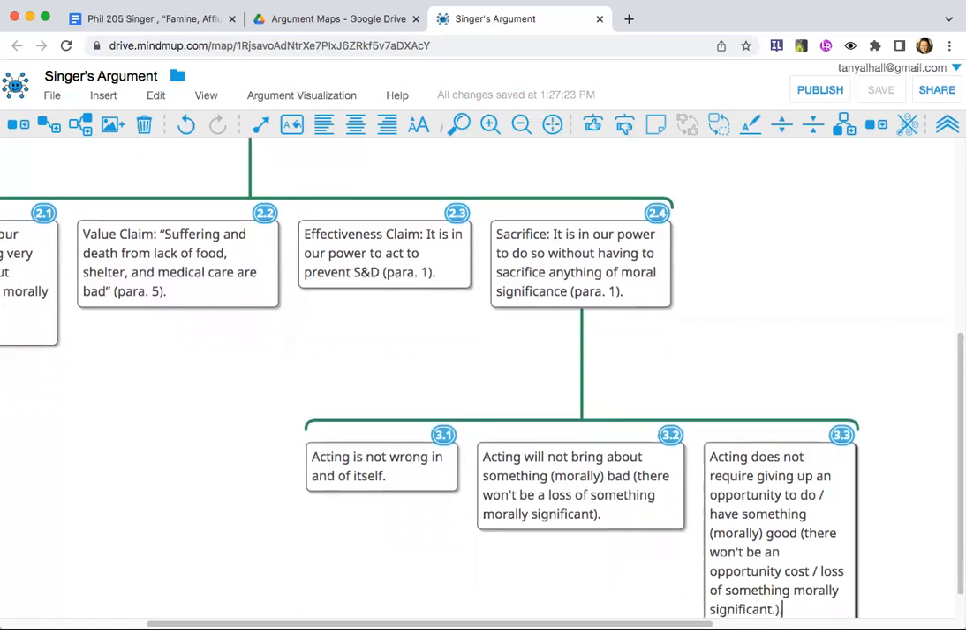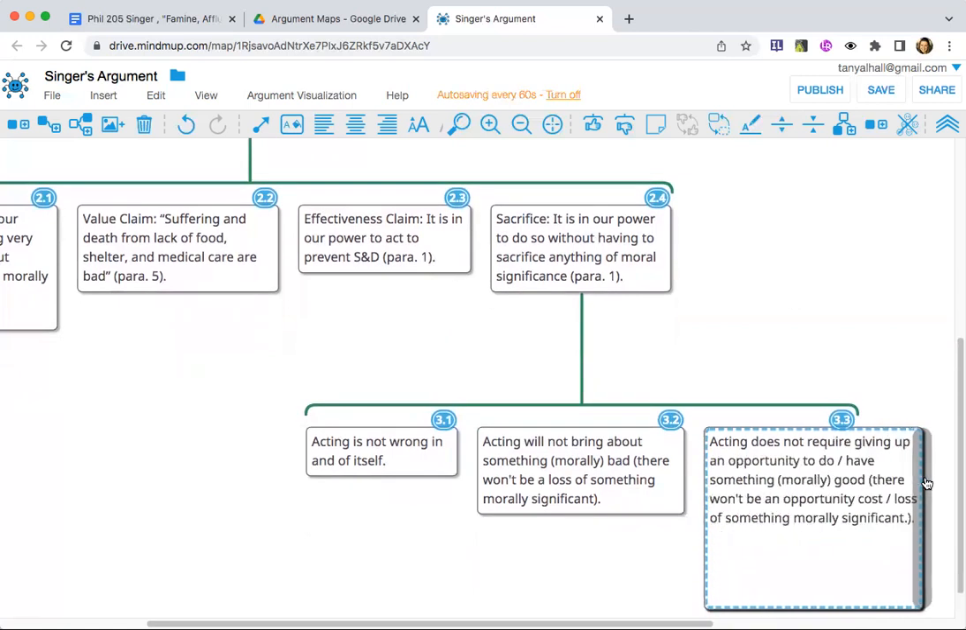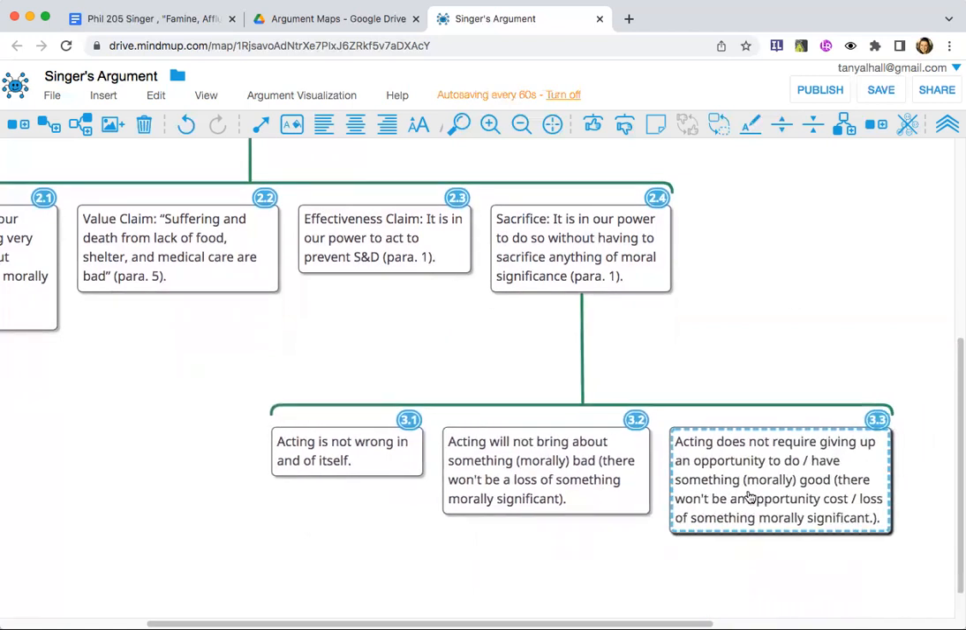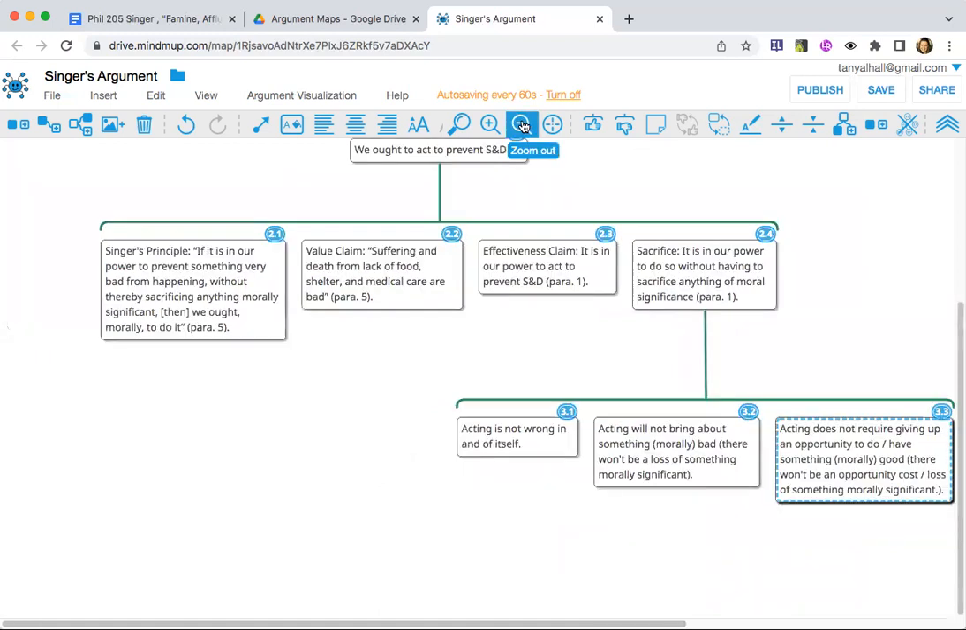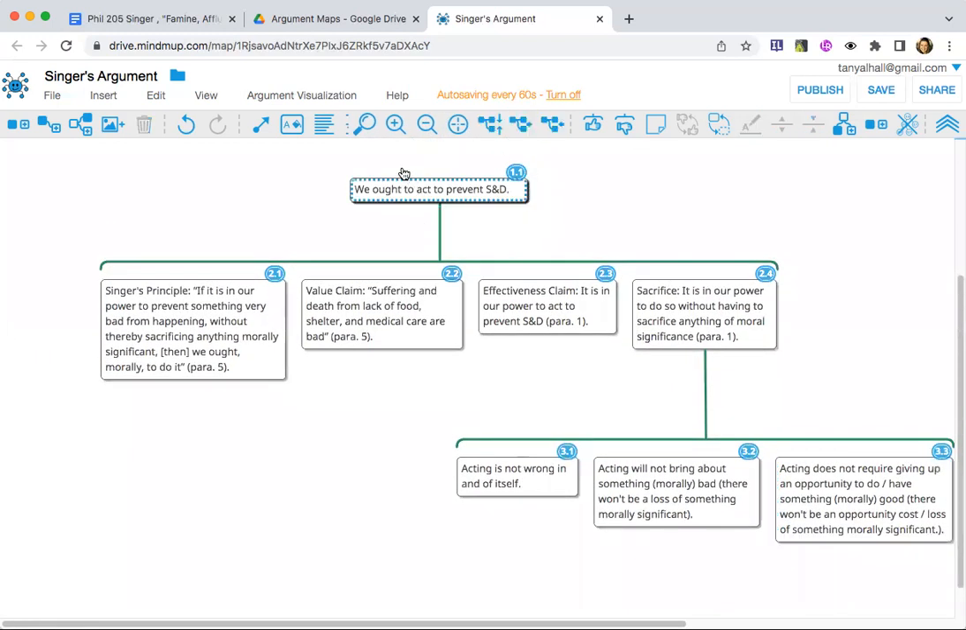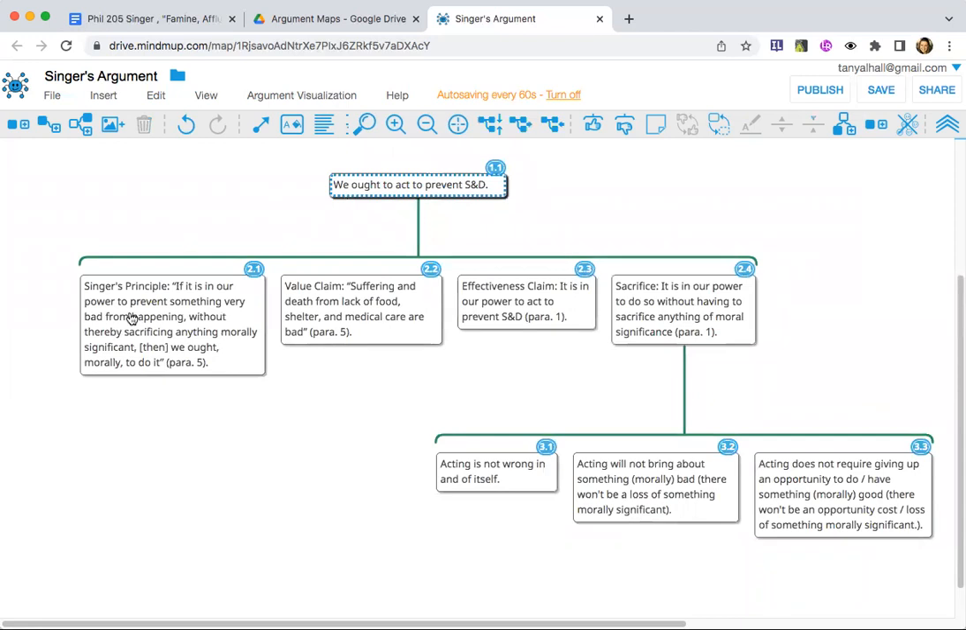And this is where the typical intuitive cases of what you've got to sacrifice are going to go up here. So let's think about the child in the pond. Are all of these premises true in the child in the pond case? Okay, so the principle is a generic one. Value claim, suffering and death, we would just change to the drowning of the child in the pond. The child's drowning is very bad.